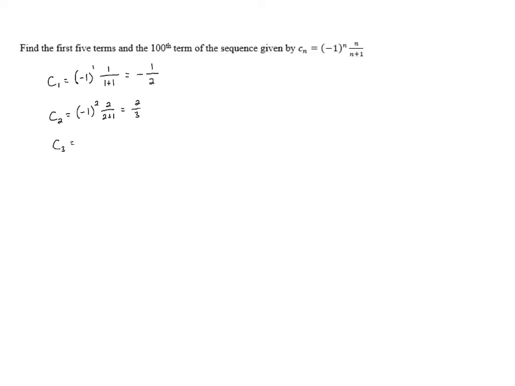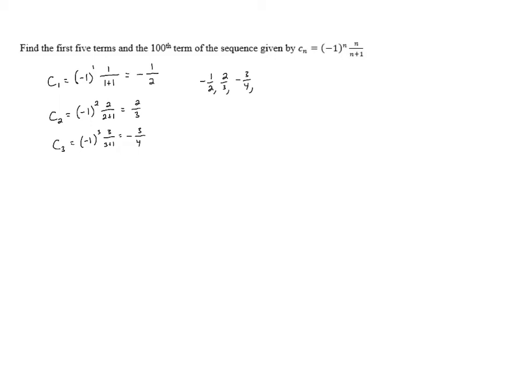For the third term, we've got -1 to the third power times 3 over 3 plus 1. Again, we're going to end up with a negative, just like the first one, because a negative to an odd power is negative. So we've got a negative out front, and then we've got 3 over 4, so we've got -3/4. If we write out the terms so far, we've got -1/2, positive 2/3, and -3/4.